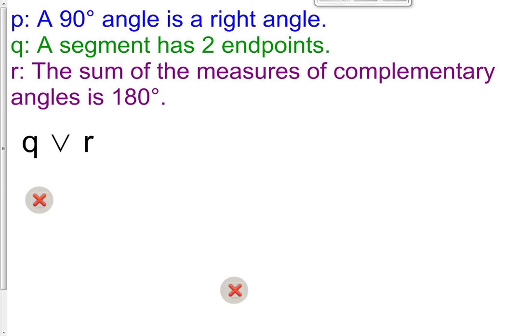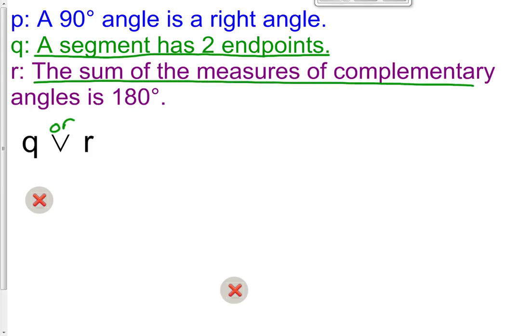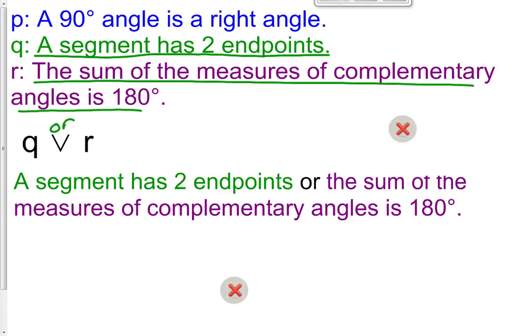Here's our first or statement. Okay, this is a disjunction. It's Q or R. So here's Q. A segment has two endpoints, or R. The sum of the measures of complementary angles is 180 degrees. That's what we'll write down right here. A segment has two endpoints. That's our Q statement. A disjunction uses this symbol, so we're going to write the word or. The sum of the measures of complementary angles is 180 degrees.